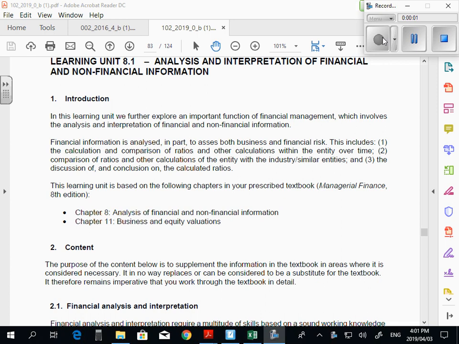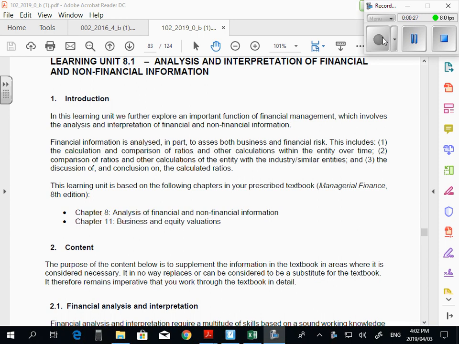Financial with ratios. So this is out of the TUT letter. Let's just go through it. You see the TUT letter's got a whole 2 pages on what you're supposed to do. What it basically says is, this is the 4861 TUT letter. If you have a look, guys, in the second paragraph down after the introduction, it says to you, financial information is analyzed in part to assess both business and financial risk.